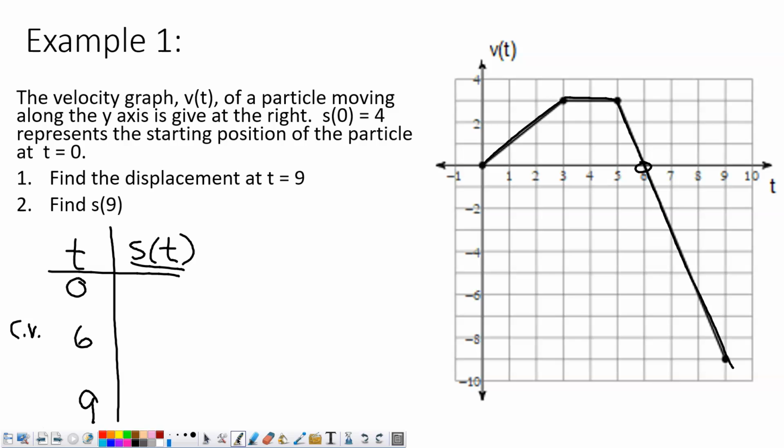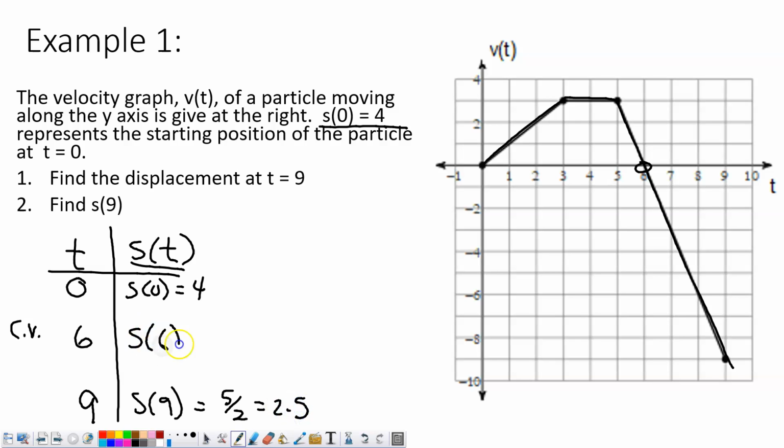We already know this one. What is S of 0? It's 4. Remember? Right there. We actually already did S of 9. We just did it a second ago. What was that? 5/2, which is 2.5, right? The only thing we need to do now is s of 6.